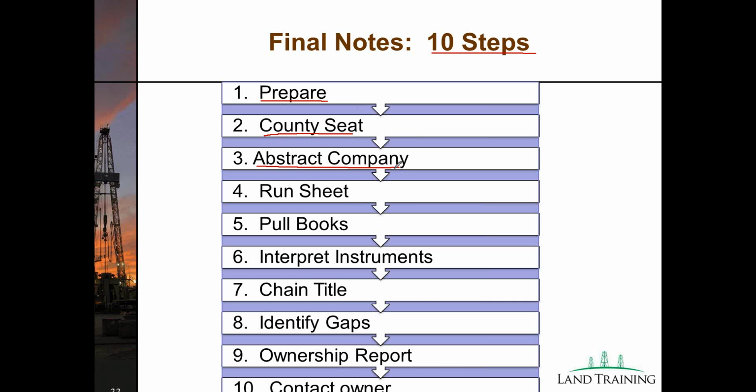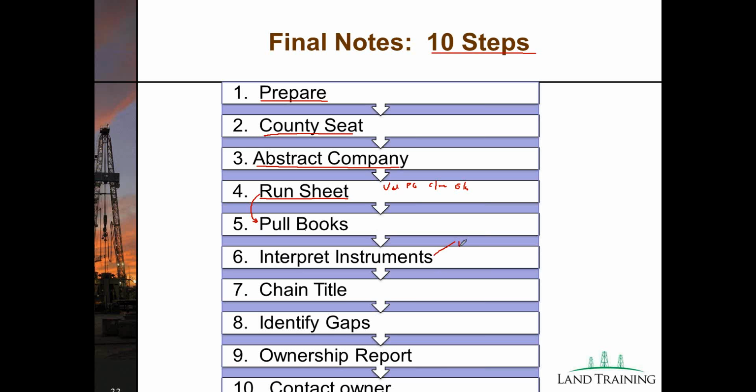We're going to go to the abstract company and we're going to give them our legal description, and they're going to give us a stack of every document that's been conveyed in that specific legal description. And from there, we're just going to take their index and we're going to write our own run sheet where it says volume and page and grantor, grantee, and type of instrument, and then recording information. And then once we have that, we're going to go to the county courthouse and we're going to start pulling those books. We're going to pull the volume and we're going to look up the page number, and then we're going to interpret those instruments.